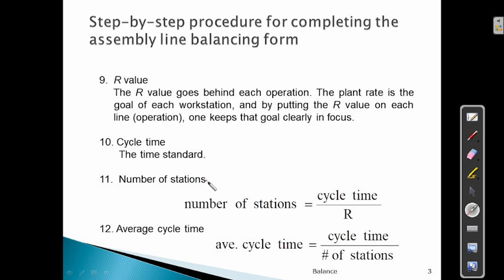Then how can we calculate the number of stations? The number of stations is equal to cycle time divided by R. Then the average cycle time is equal to cycle time divided by number of stations. This is the formula for number of stations and the average cycle time.